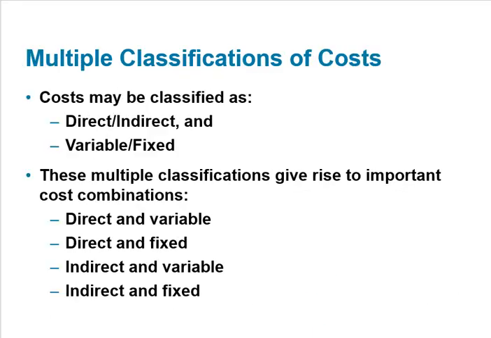And we've got multiple classifications of cost. We've got direct and indirect and fixed and variable. These classifications give you different combinations. We could have direct and variable, or direct and fixed, or indirect and variable, or indirect and fixed.